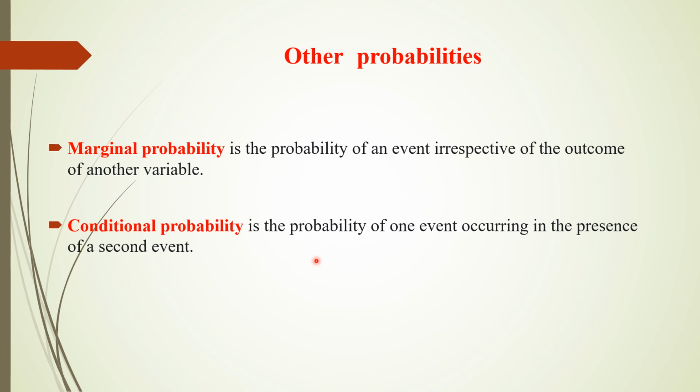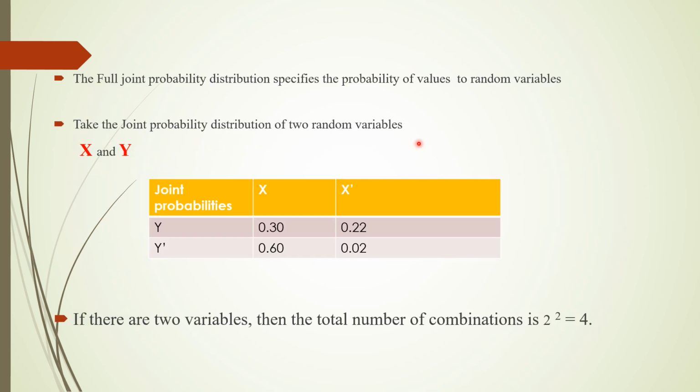And what is conditional probability? It is a probability of one event occurring in the presence of a second event. The full joint probability distribution specifies the probability of values to random variables. Take the joint probability distribution of two random variables x and y. See the table x and y. If y is true and x is true, the probability value is 0.30, and y is true and x is not true, then the value is 0.22.